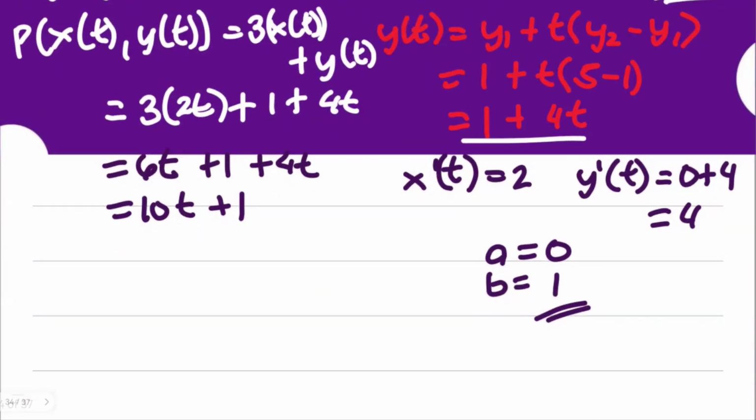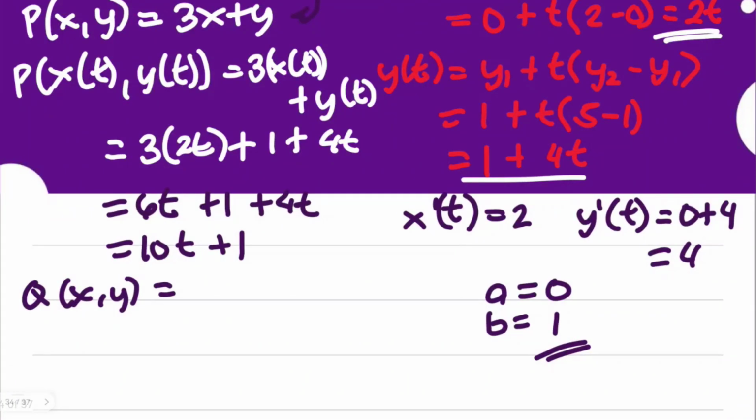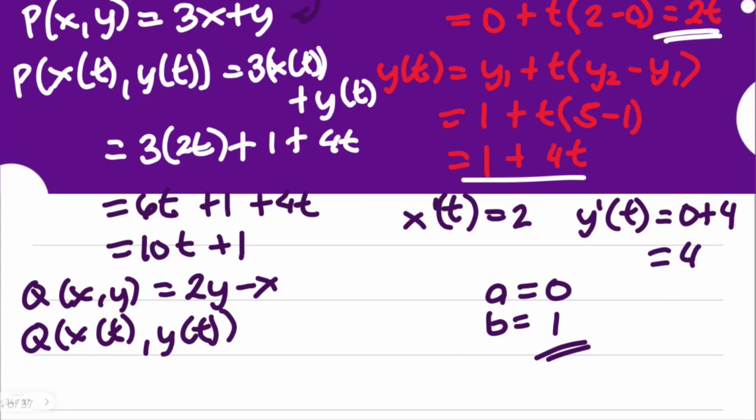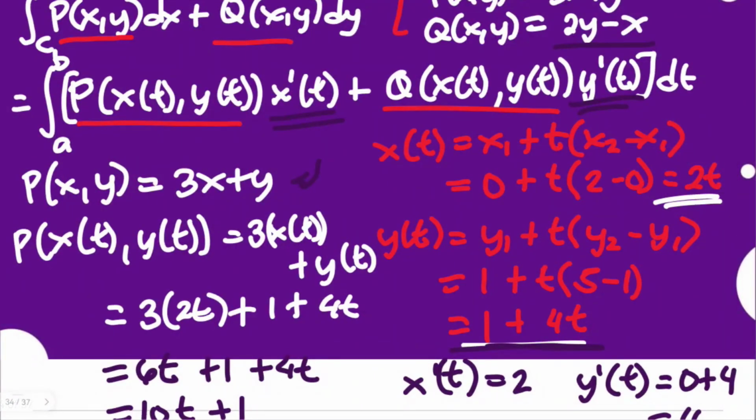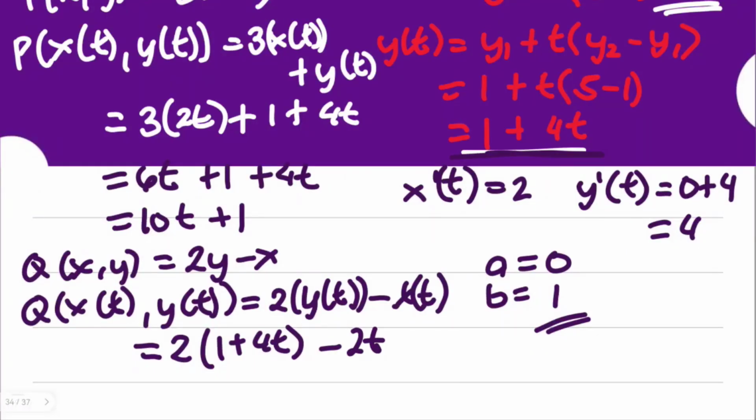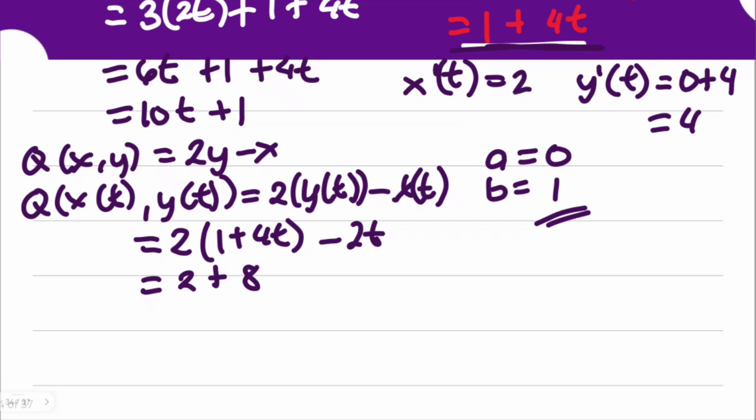Similarly, for your Q of x, y, originally 2y minus x. If we're going to have Q of x of t and y of t, basically you need to have 2 times y of t minus your x of t. Your y of t is again this one here, 1 plus 4t. So 2 times 1 plus 4t minus your x of t, which is 2t. Similarly, you will now have functions of t. So you have here 2 plus 8t minus 2t. So basically, you will have here 2 plus 6t for your Q.